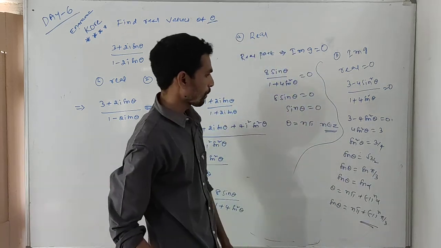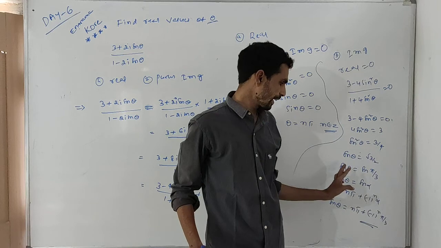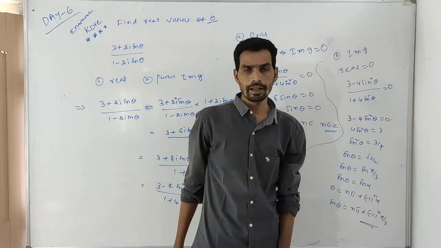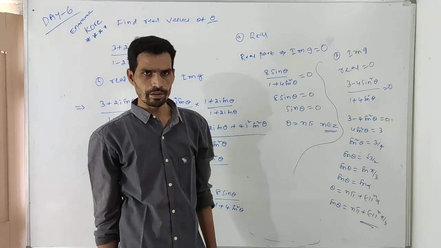Otherwise, another formula is there. Sin square theta is equal to root 3 by 2 whole square. We get sin square theta is equal to sin square of pi by 3. And the solution is 2n pi plus or minus pi by 3 only, your wish. Once again I will repeat here.